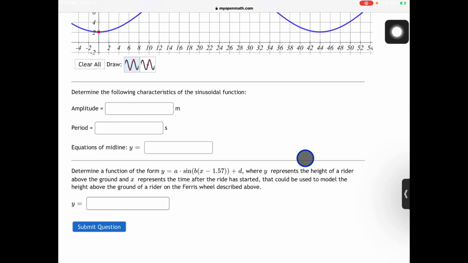Then it says, determine a function of this form. Here they give you the phase shift, so it really doesn't matter if your diagram is accurate or not. They just give this value to you anyway. You just need to plug in A, B, and D from here. Remember that B is not the period. B is the horizontal dilation. So the way you find this value from the period is you'll say 2 pi divided by the period. But A and D will be the values of the amplitude and the midline. So that's how you'll write your equation here.